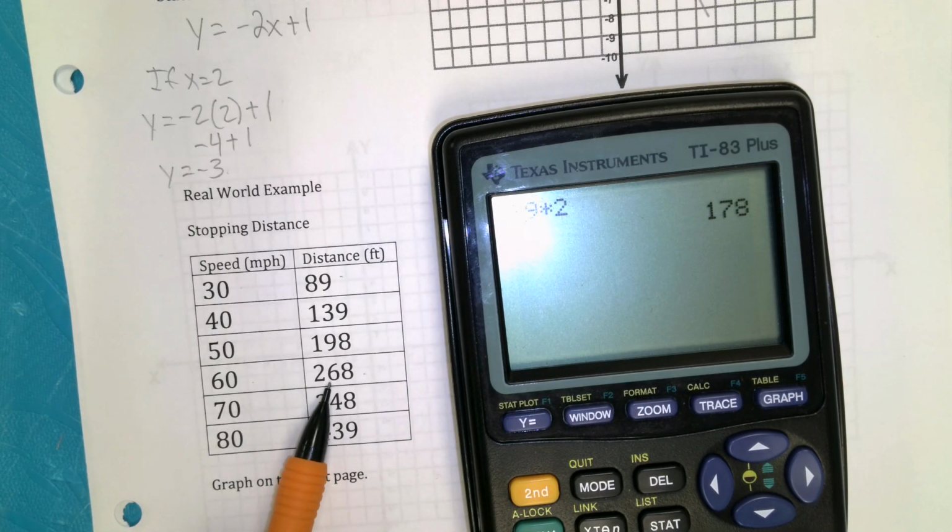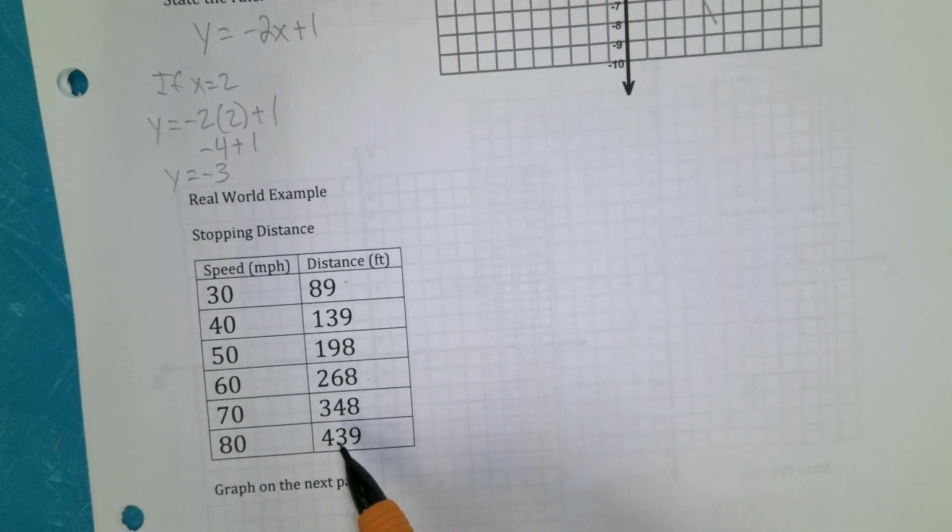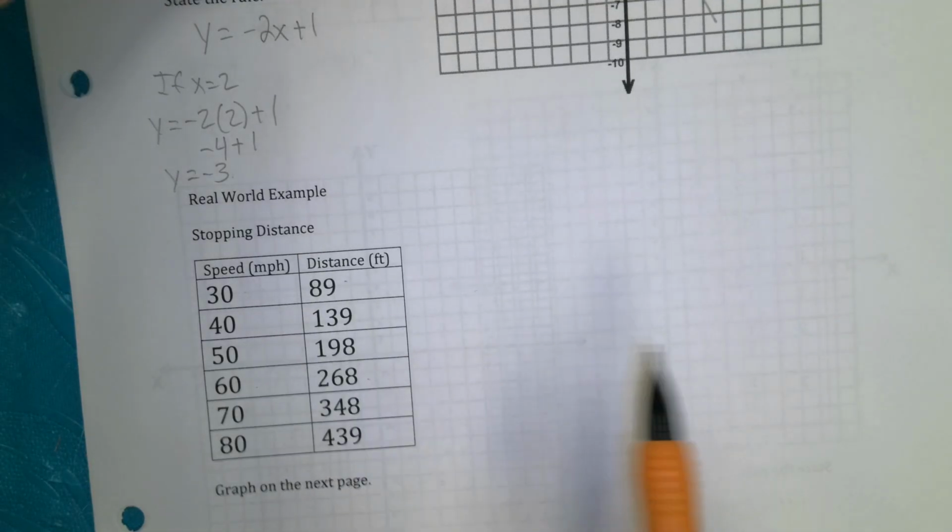Well, that's not even close to 268. So we can see doubling that speed more than doubles that distance. It's quite a bit more. And so we don't have that kind of straight relationship there where it's a doubling. Let's go ahead and graph these points.